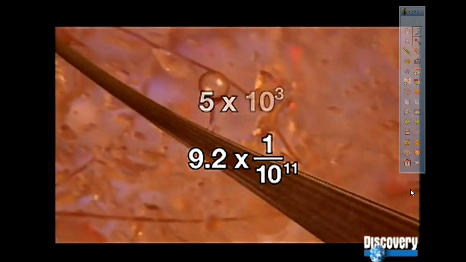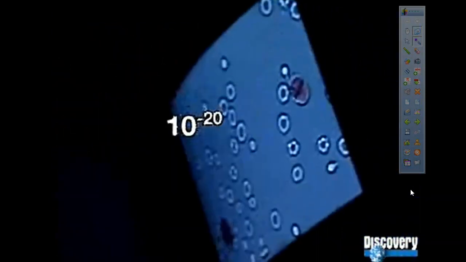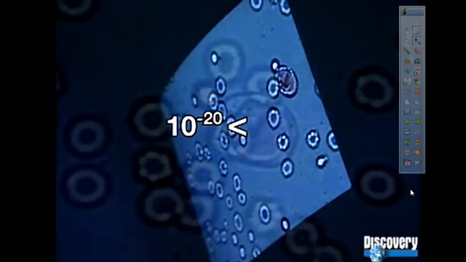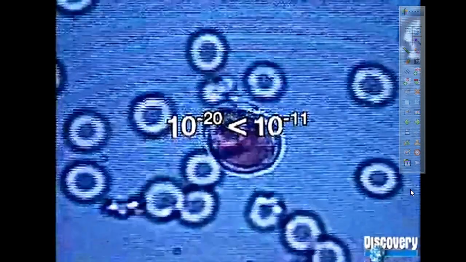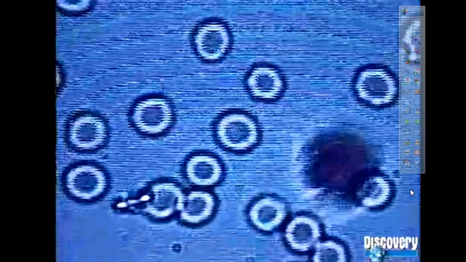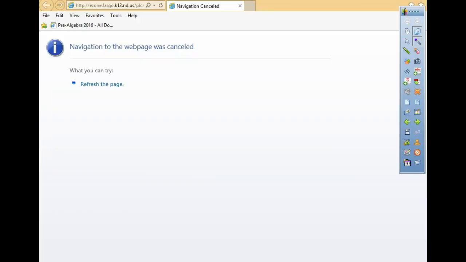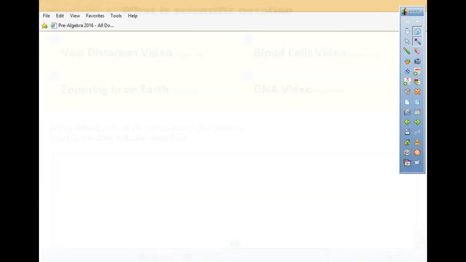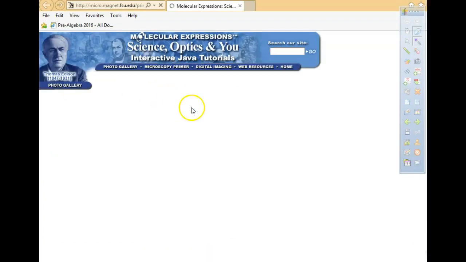So this is a very low number, close to 0, but not as near as 10 to the negative 20th power, which is even lower, nearer to 0, than 10 to the negative 11th power. So when you think of that, is 10 to the negative 20th going to be negative? No, it's still going to be a positive number, right?